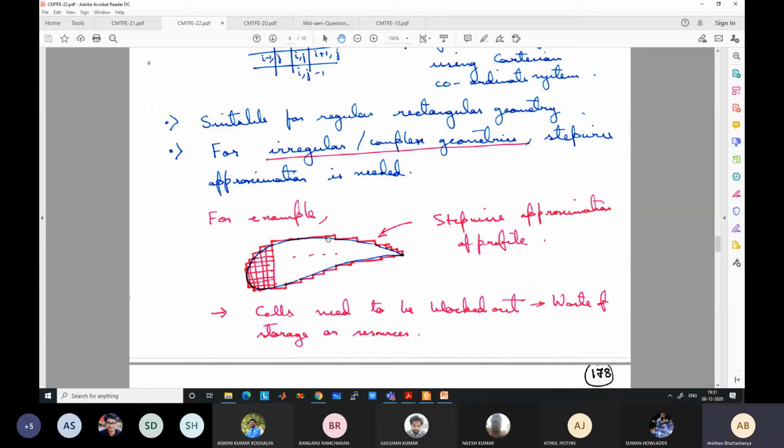Which type of terms? Say a flow of hot fluid over this aerofoil we are solving. So for which type of terms will the accuracy be drastically affected if we use a stepwise profile like this, if you use the Cartesian coordinate system? Any answer?